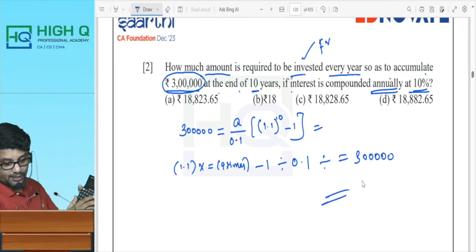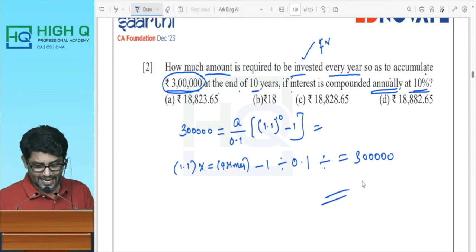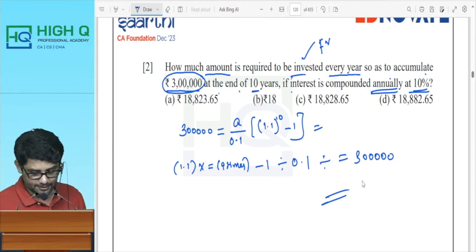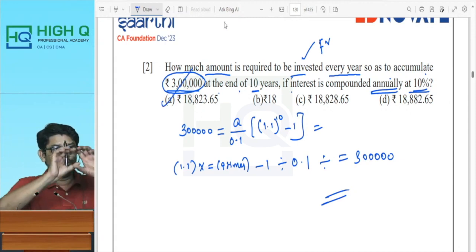What I did, look at this. 1.1 into equal to. For how many times? Equal to for 9 times. So power 10. Okay. Minus 1 divided by 0.1, divided by equal to, into 3 lakhs. 18823.6. See, this is in one line we can use the calculator.